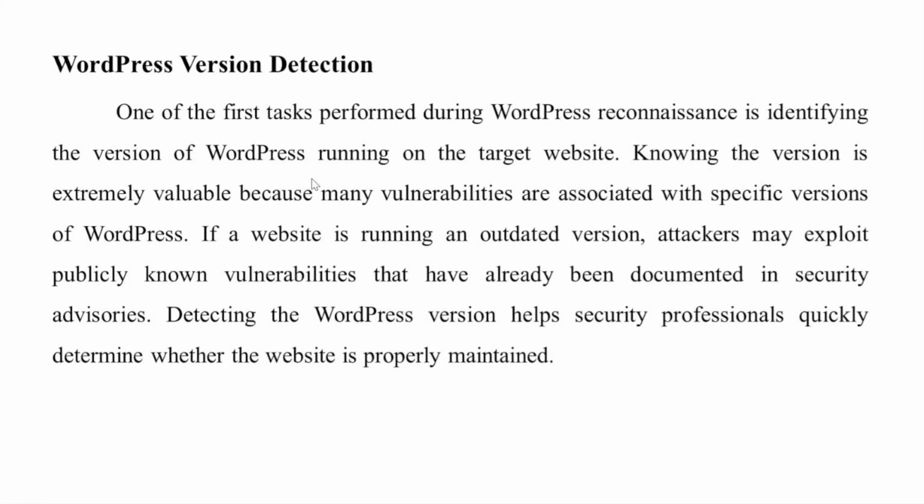WordPress version detection. One of the first tasks during reconnaissance is detecting the WordPress version. Knowing the version is crucial because many vulnerabilities are tied to specific WordPress versions. If a website is running an outdated version, attackers can use public exploits to compromise it. WPScan uses several techniques to detect versions, like HTML meta tags, RSS feed generator tags, JavaScript and CSS file references, and README files. These help enumerate the WordPress version. Detecting an outdated version immediately flags the site for patching or further investigation.